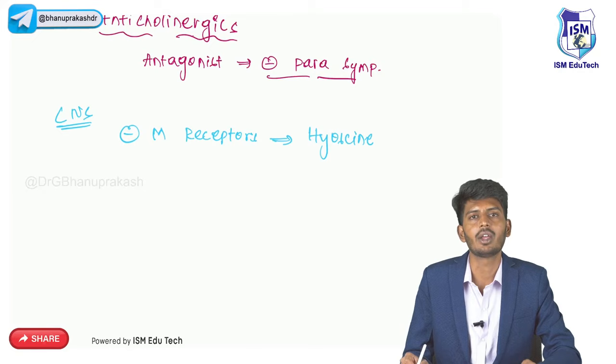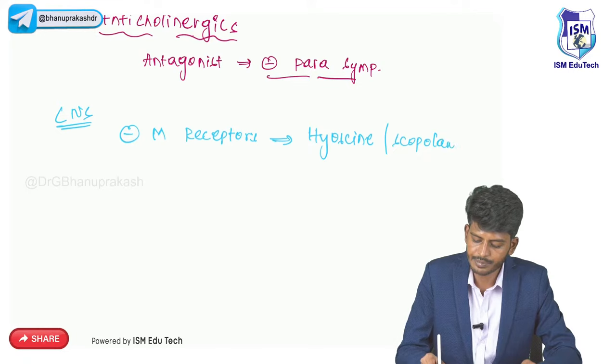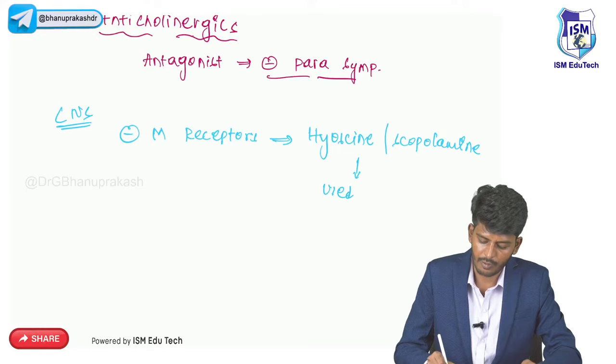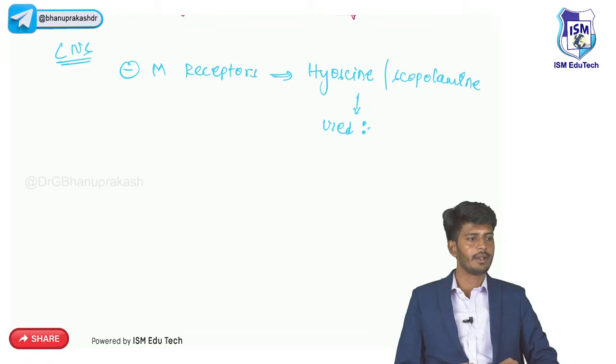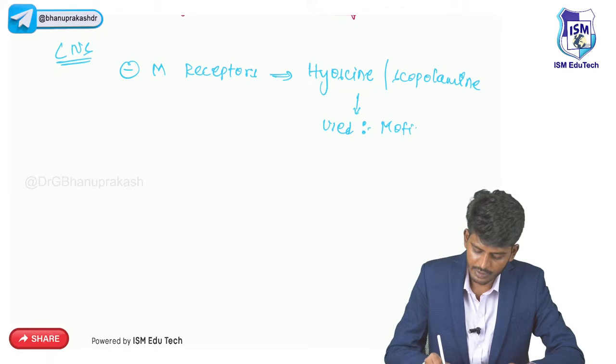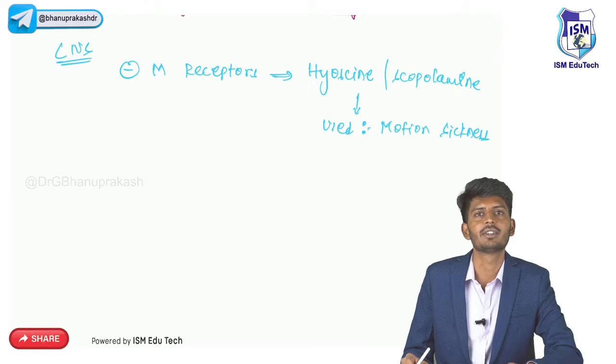Hyoscine is also called scopolamine. Now, scopolamine is used for the treatment of what disorder? Can anybody tell me? Scopolamine, where do we use? Please tell me. Scopolamine is used for the treatment of motion sickness. Exactly, in the form of a transdermal patch.